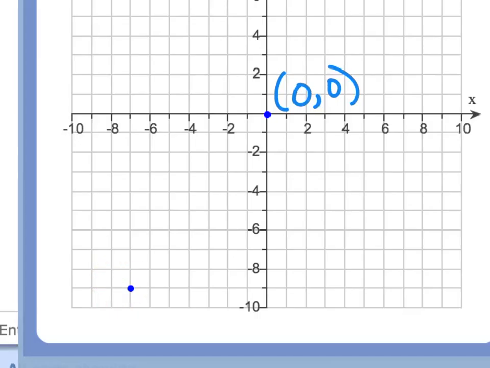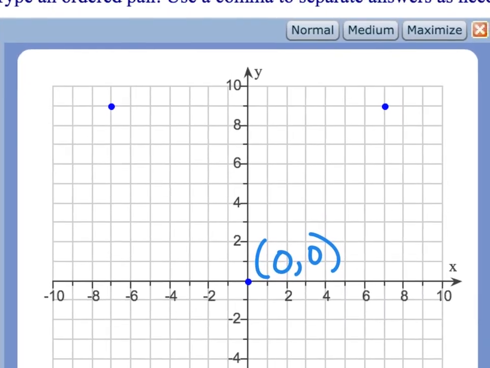Let's take a look at this one. Now remember, you've got to do the x-axis first, then the y-axis. And so it's always going to be an ordered pair, 2 numbers. First we see that we went to the left 7, and then we went down 9. So that's going to be -7, -9. Let's keep looking around here.